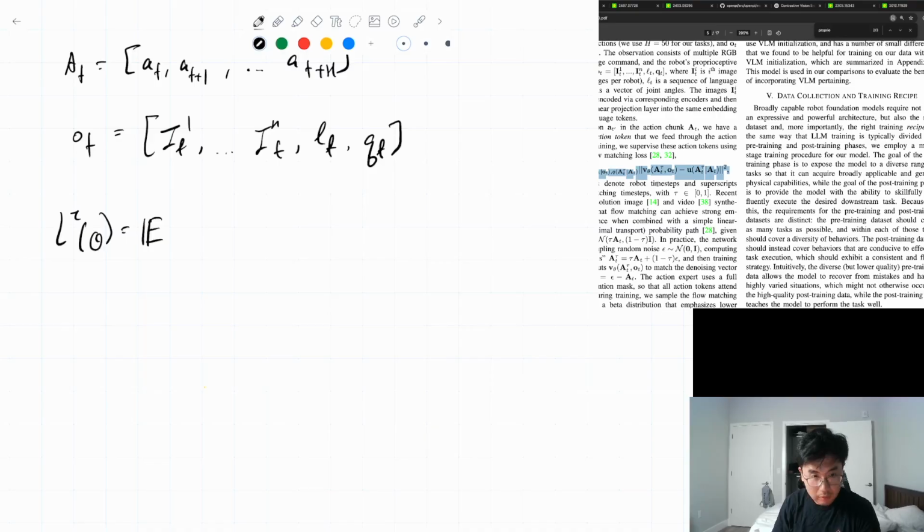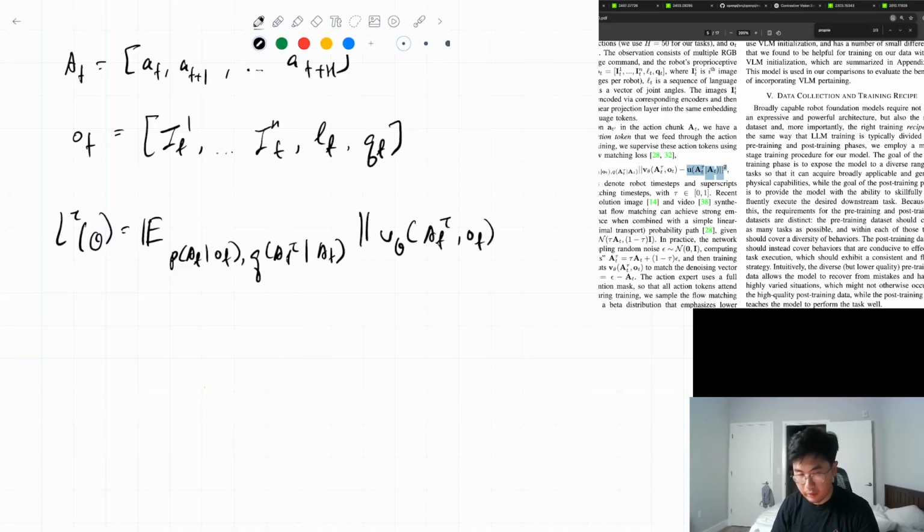So it's going to be E of P of AT given OT, Q of AT tau given AT. This subscript was also confusing for me, but the main thing we're looking at is really these two terms: V, the vector field, and U of AT given AT. For this, we're going to need some background on how diffusion works, but it's actually quite straightforward. I kind of got it, and I'm going to explain it to you in a second. So V sub data of AT tau given OT minus U of AT tau given AT, and then we're taking this squared.